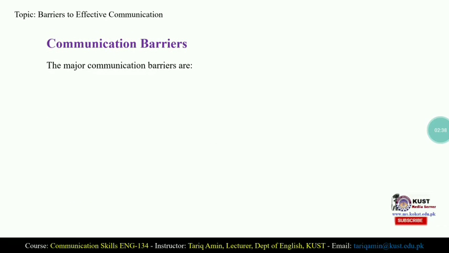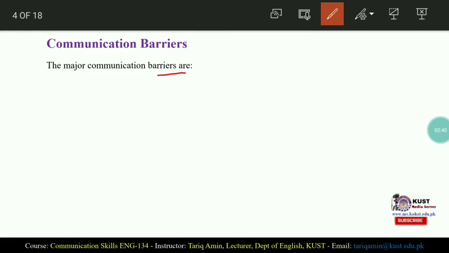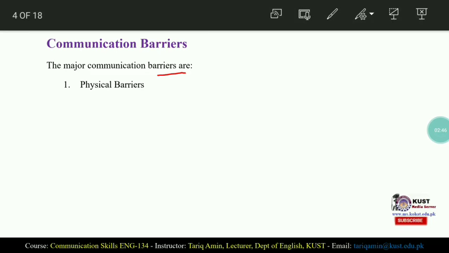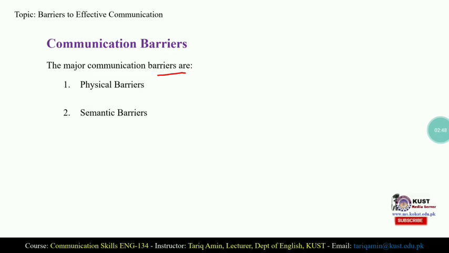Now, there are three major communication barriers. The very first one is physical barriers. The second type is semantic barriers, and the third type is psychological barriers.